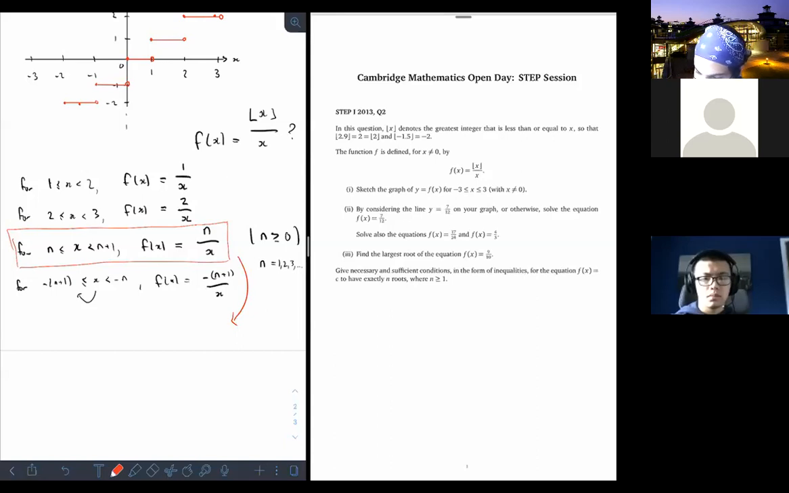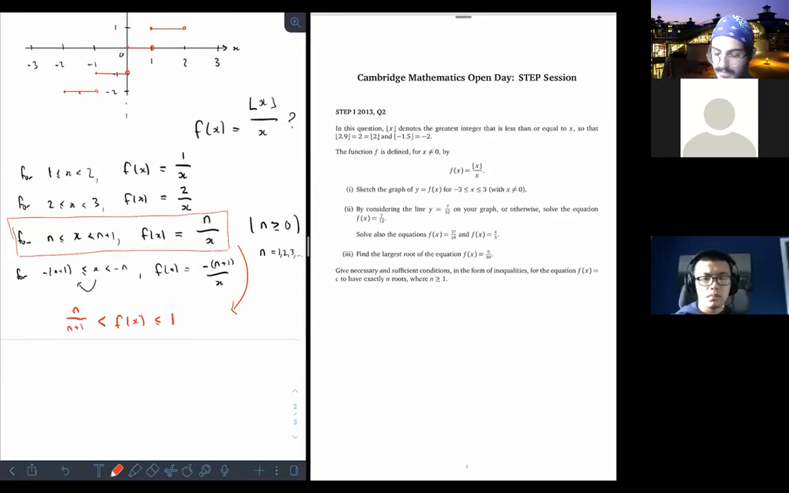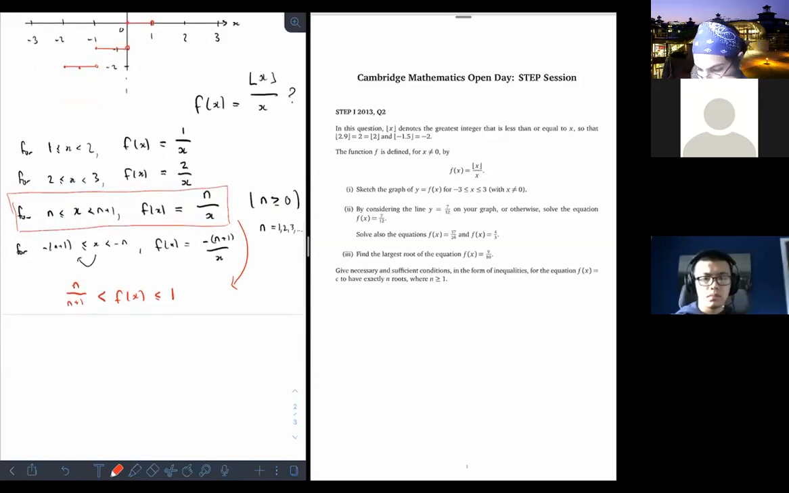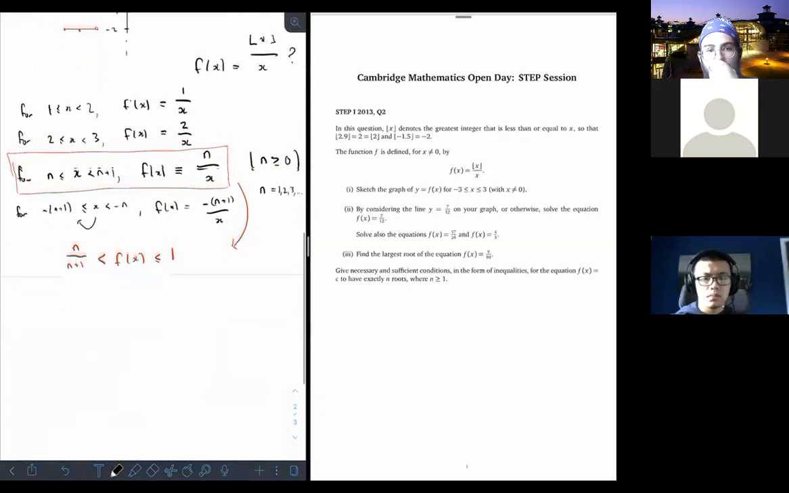And the smallest value will occur when x is equal to the biggest value, i.e. when x is equal to n plus 1. So what we actually have here is in this range, f of x is always less than or equal to 1 and strictly bigger than n over n plus 1, because we never actually have x equal to n plus 1 here. Okay, so using this, we can now get a sketch.